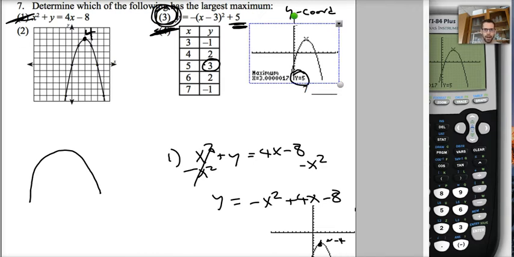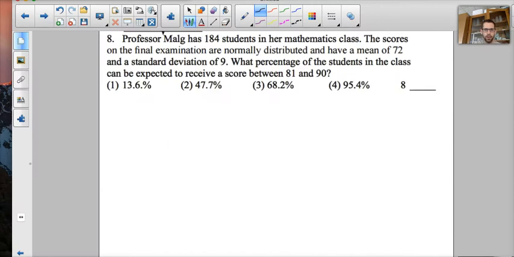All right, number 8. I don't know why I keep having to move the screen, but I guess I'll keep doing that.